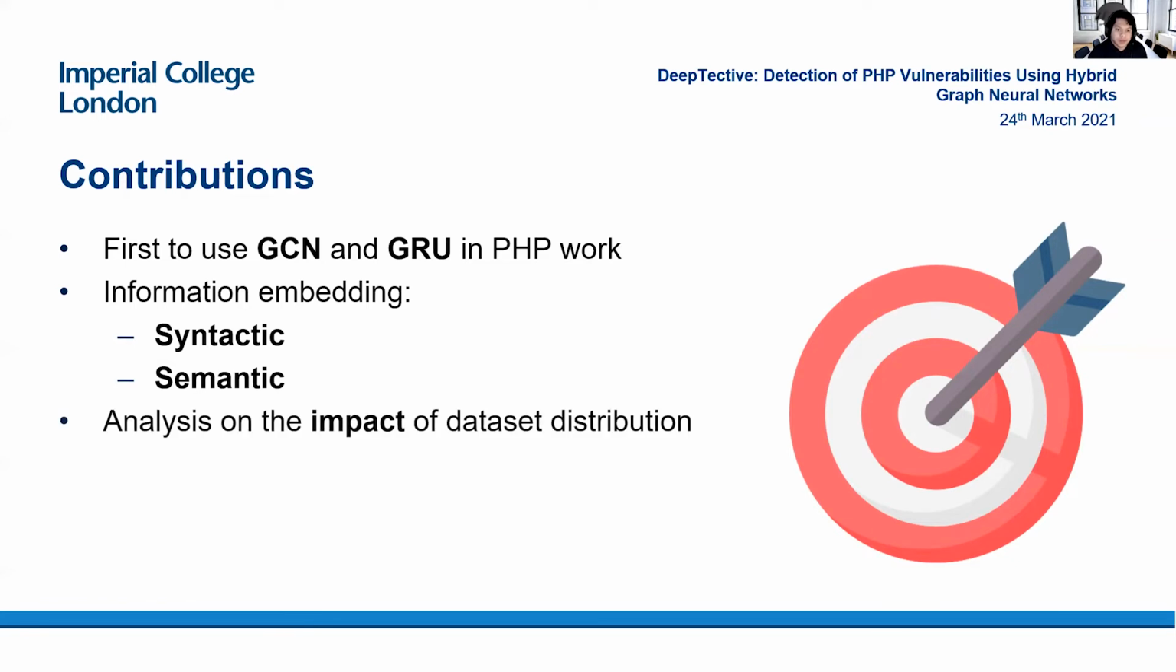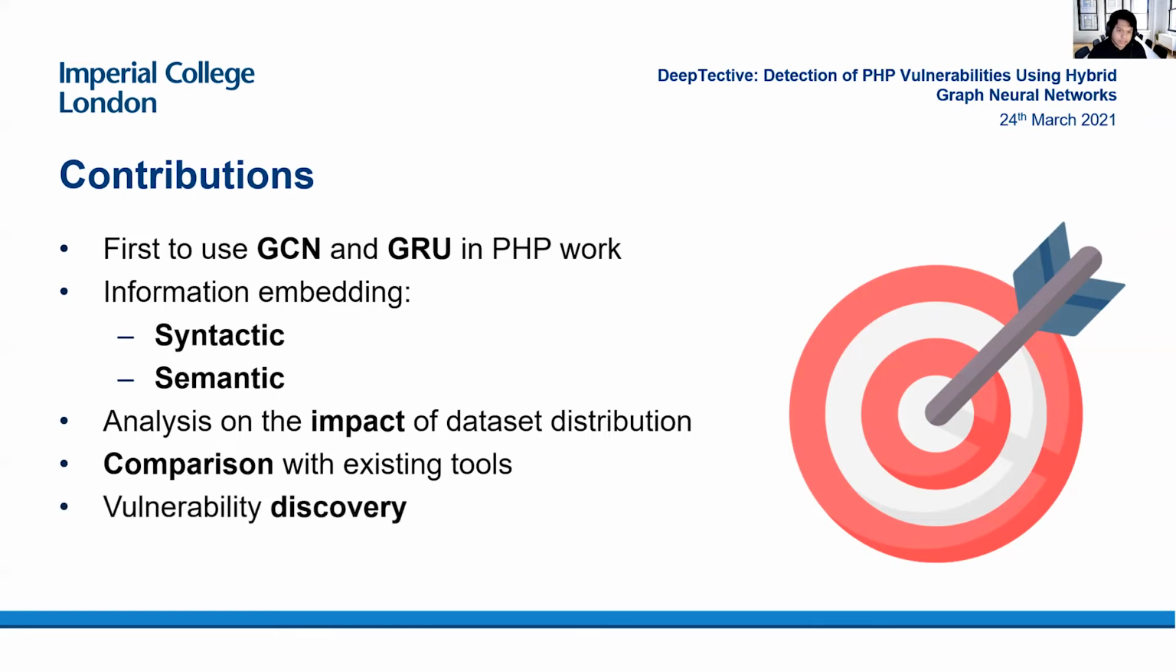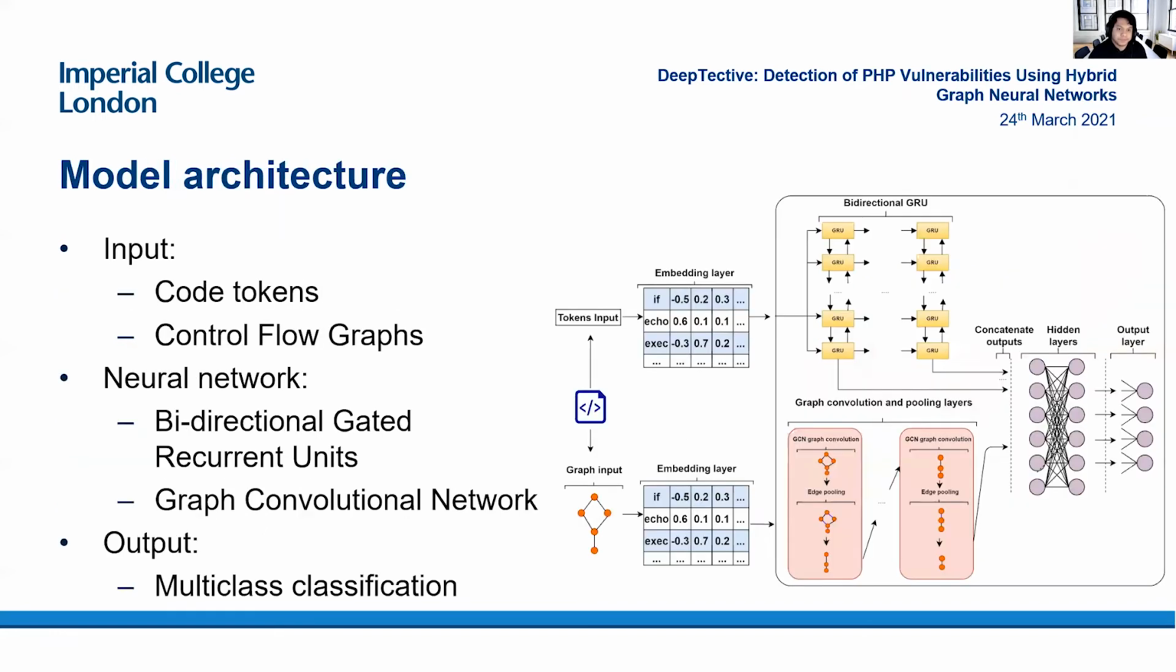We are able to analyze the impact of different dataset distributions, namely the SARD dataset and the Git dataset. We also compare DeepTective with existing vulnerability detection tools. Lastly, we were able to discover several novel vulnerabilities throughout the study.